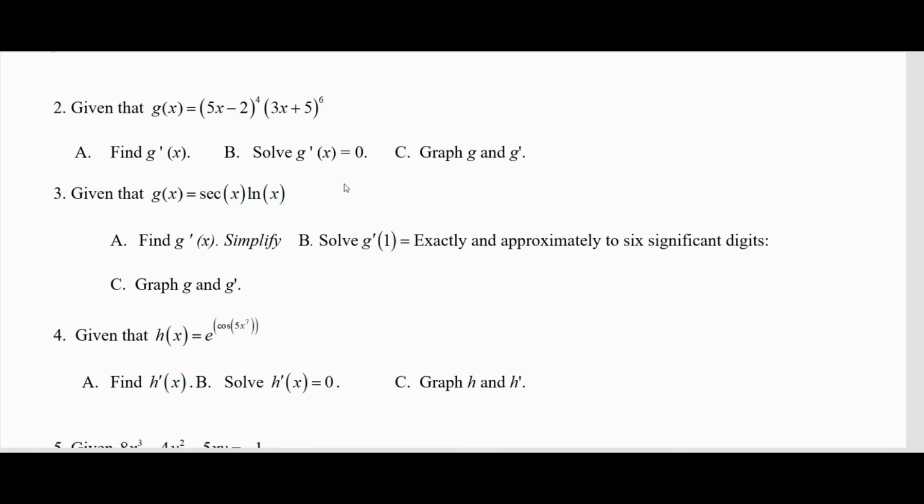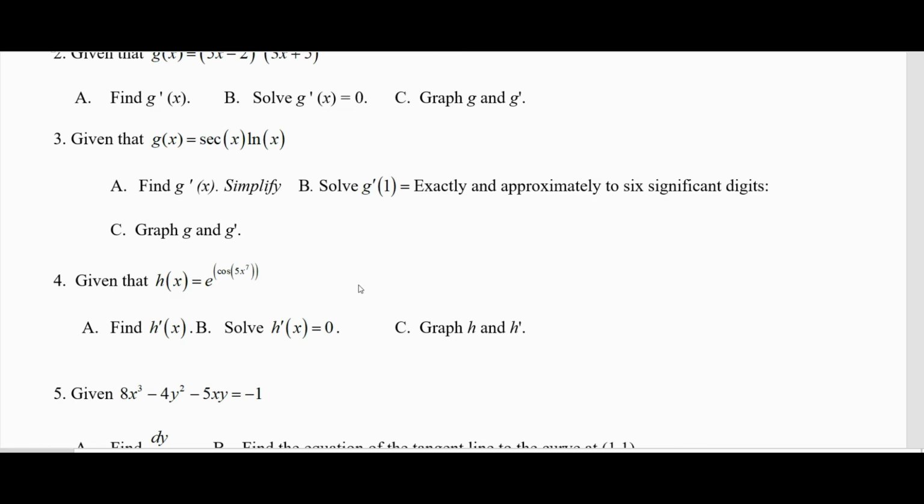Number 3, given g of x is secant of x times the natural logarithm of x, find the derivative and simplify that. By the way, in number 2, the answer should be in factored form, and it should be the same in part 3. Simplify it. Solve g prime of 1, both exactly, and then pull out a calculator and approximate to 6 significant digits, and graph both g and g prime.